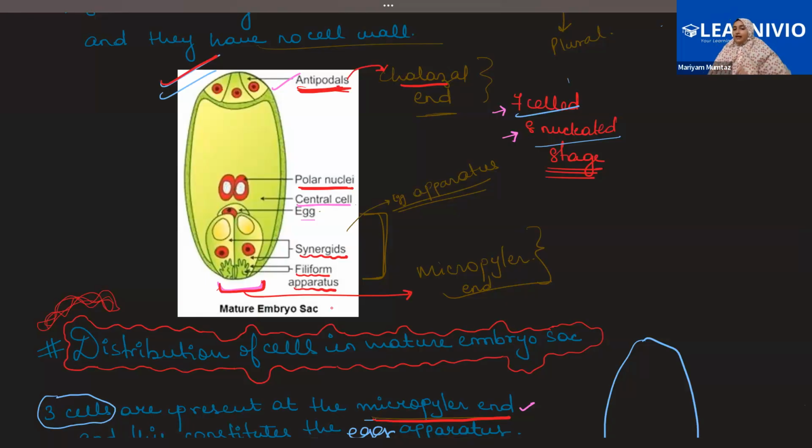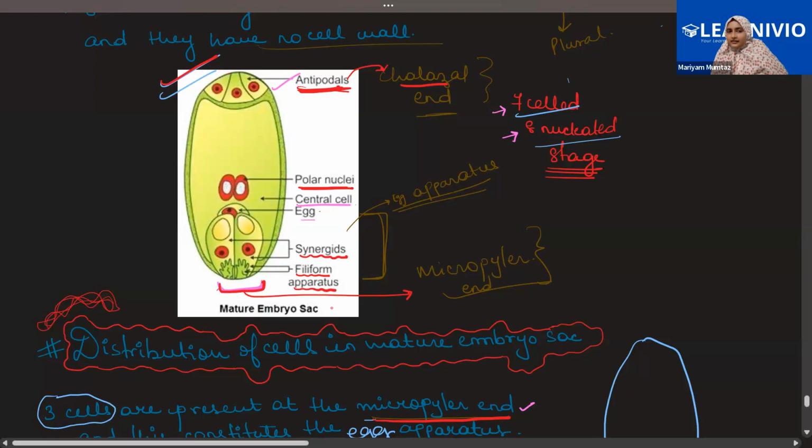I wasn't asking about the cell. I was asking about the total number of nuclei. So always remember, 8 nuclei are there. But how many cells are there now? You tell me. See it again. Pay attention to all the lines. Again, pay attention to all the lines. See the whole diagram. 1, 2, 3, 4, 5, 6.